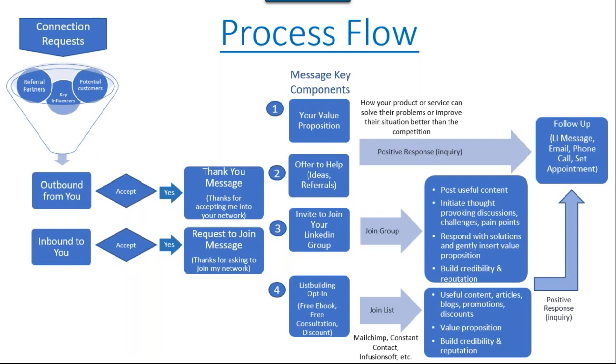When you're looking at a connection request, you look at somebody's profile, whether they're coming to you or you're going to them. You look at the profile and you decide, is this somebody who can refer business to me? Is this somebody who could be one of my potential customers? Or is this person kind of a key influencer that can connect me to people who can refer business to me, or who can be a potential customer?